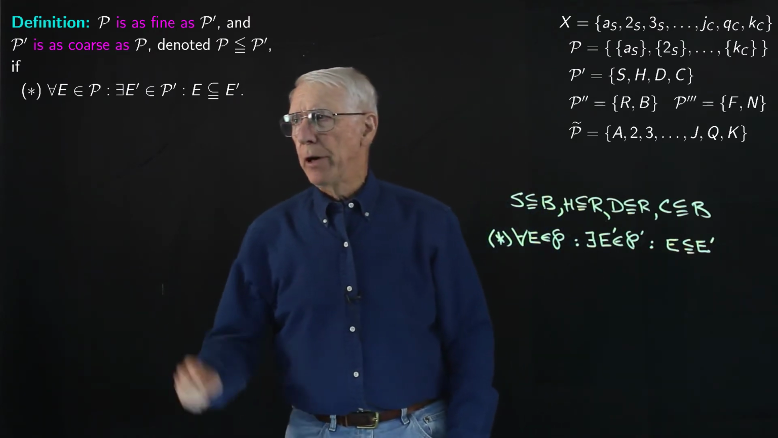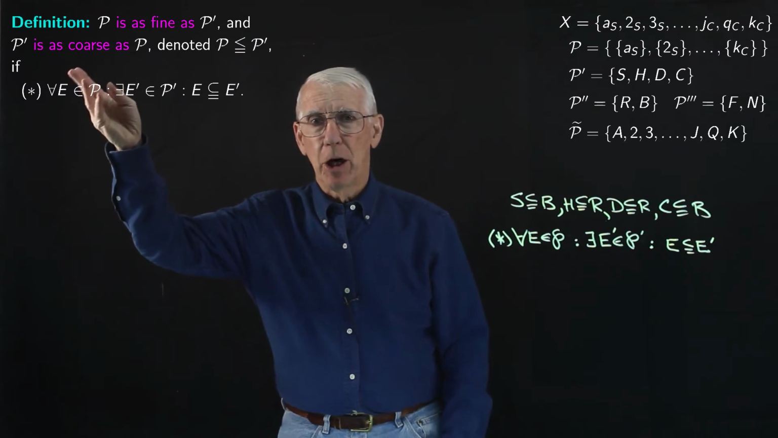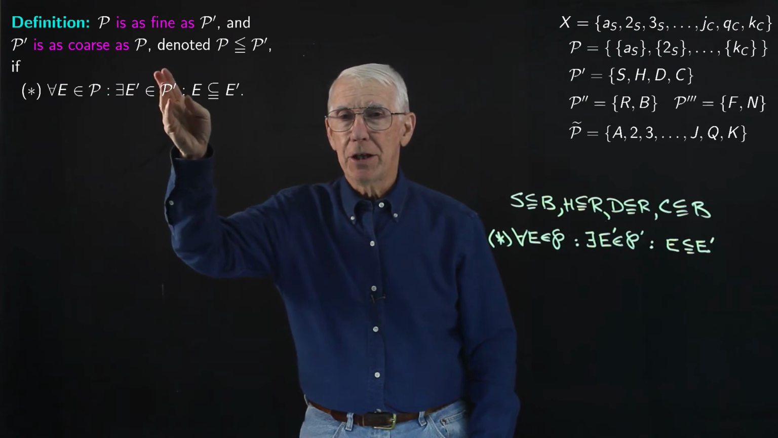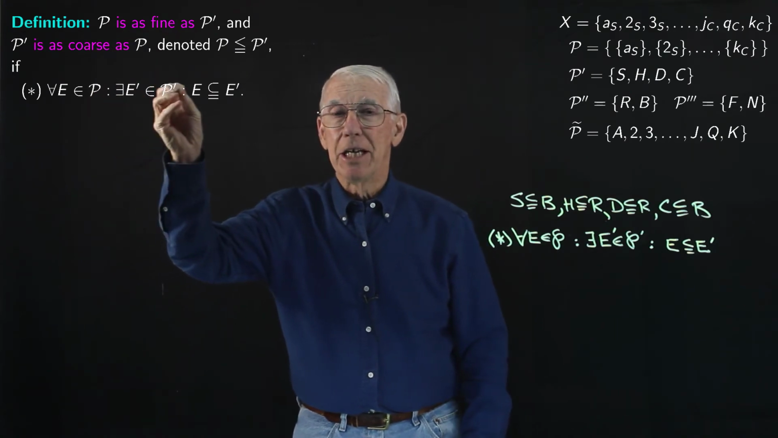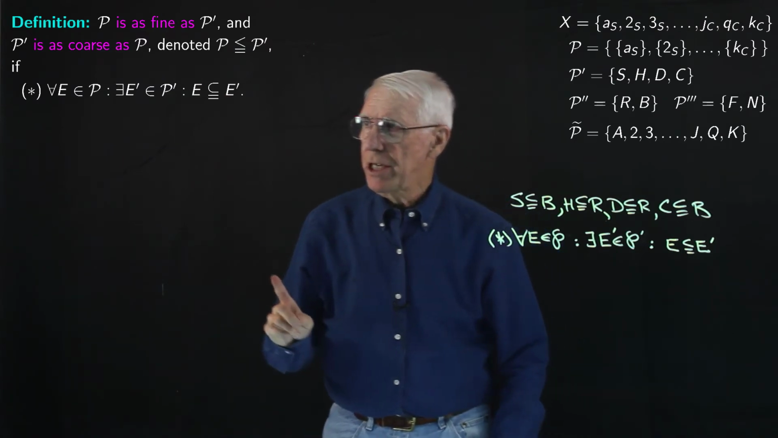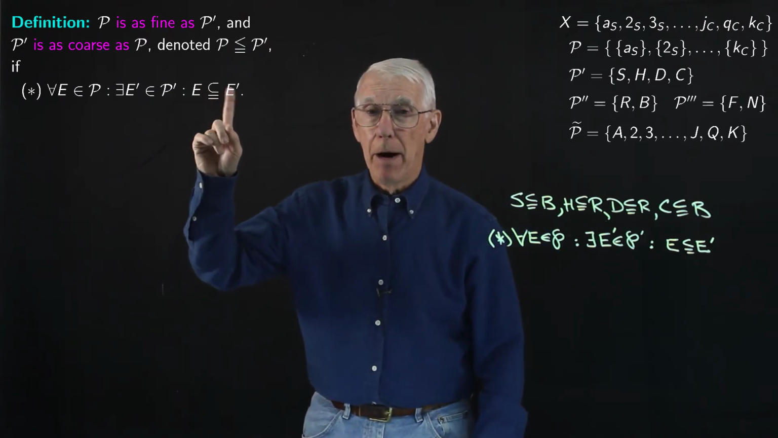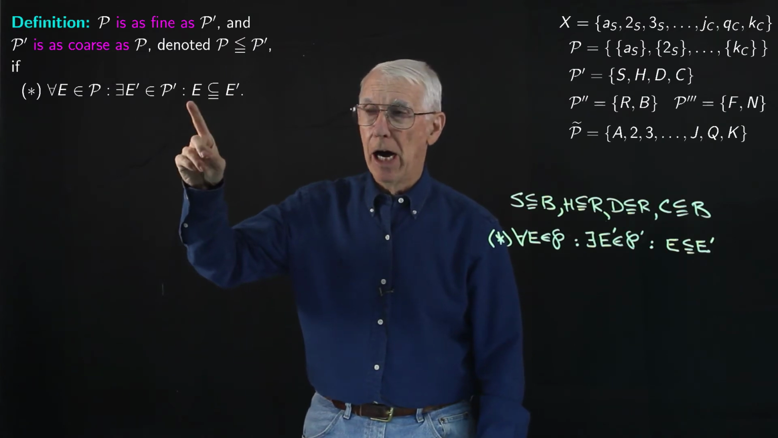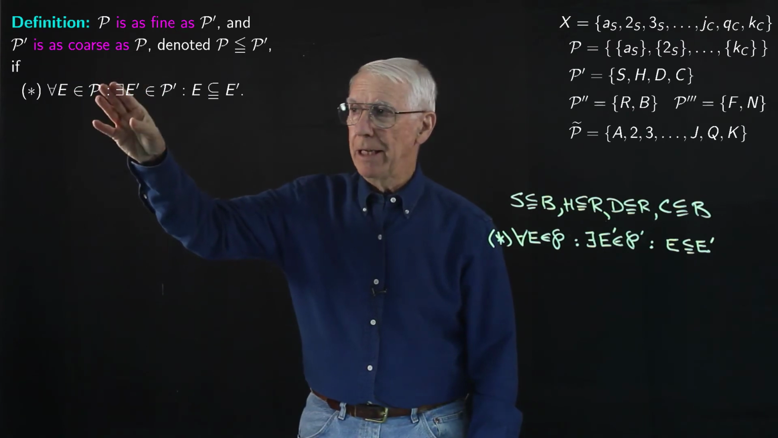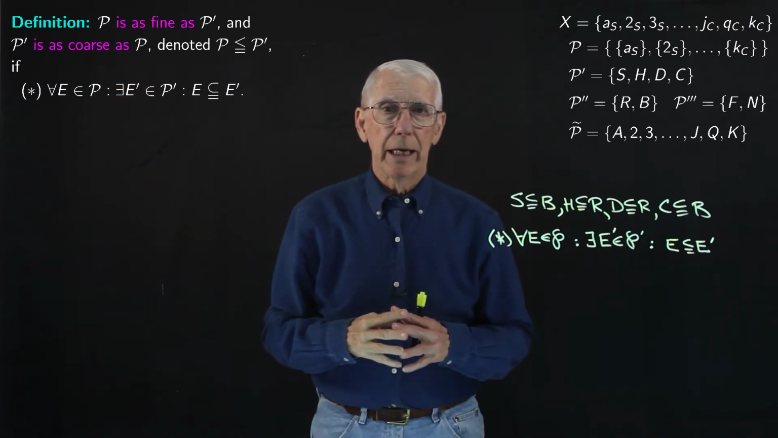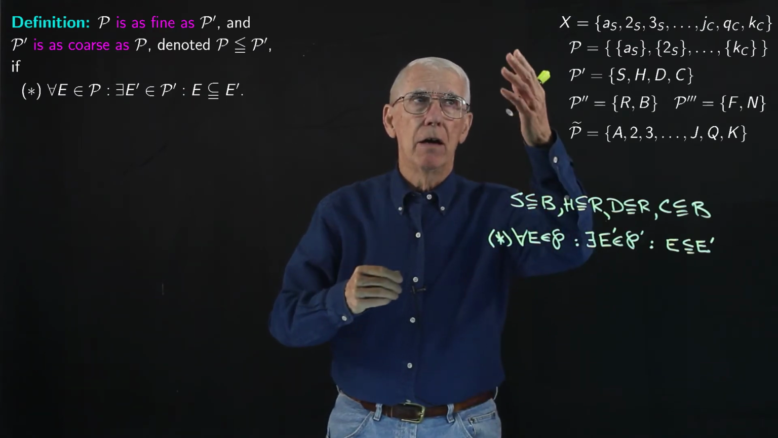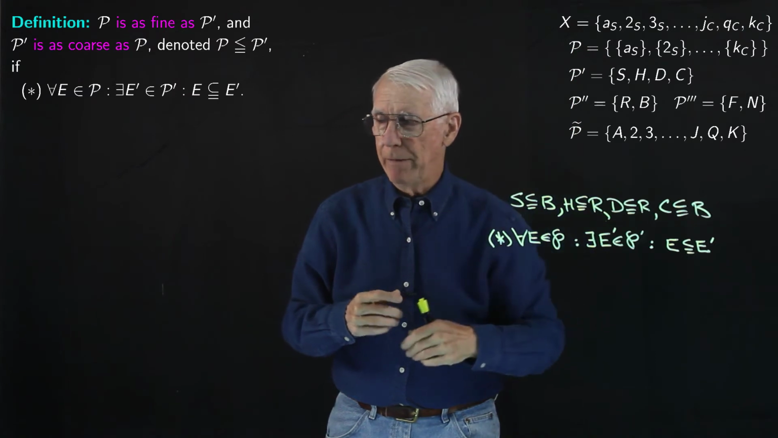Exactly when, for every element of the finer partition, there is some element of the coarser partition such that the finer partition's element is a subset of the coarser partition's element. And you'll notice that, first of all, this is a binary relation among partitions. That is, it's a binary relation on the set of all partitions of some underlying set X, like we have here.